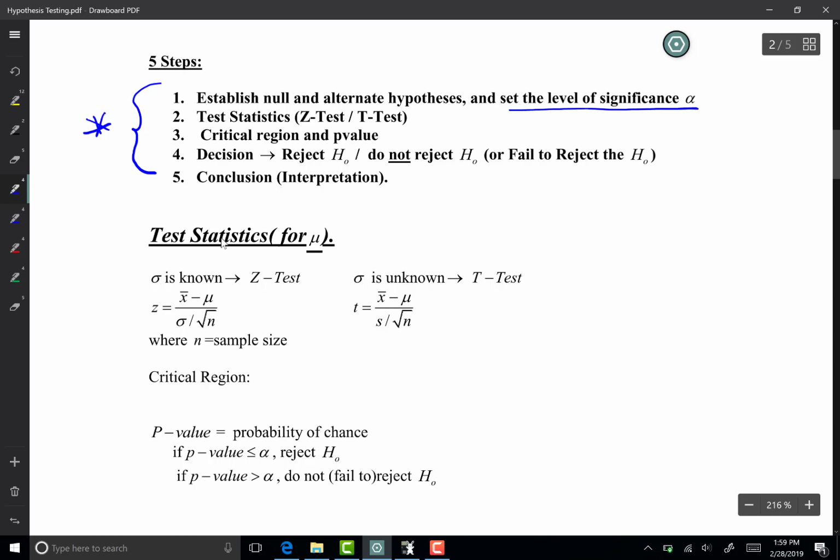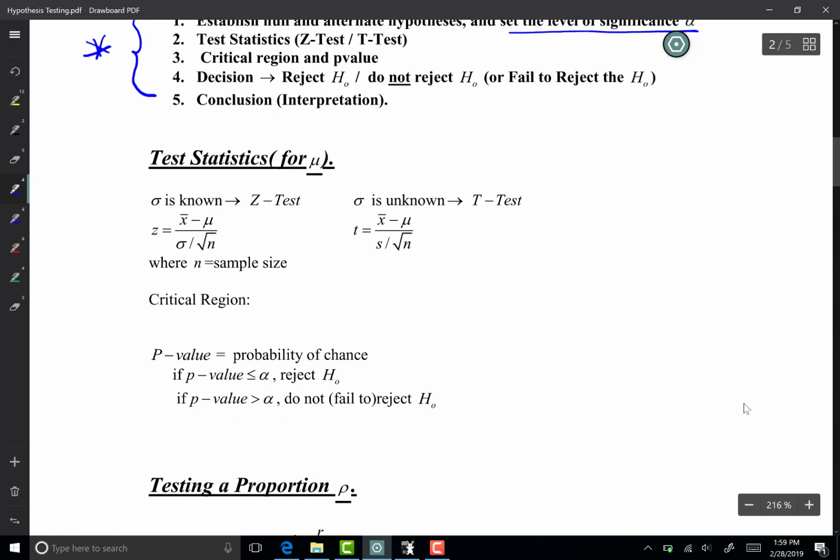Okay, so number 2 is I'm going to show you here some formulas for the test statistic. The formula when sigma is known is a z-test, and this is the formula for the z-test statistic. And when sigma is unknown, this is the formula for the t-test statistic. We're going to determine our critical region based on whether it's a right-tailed, left-tailed, or two-tailed test. And we use the table to determine these critical regions. And I'll show you here in the examples.